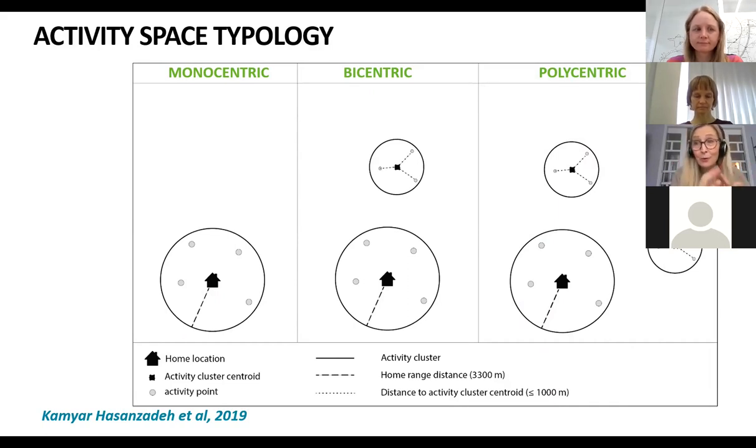Sometimes we have several nodes around which our activities are concentrated, maybe two nodes, so that would be a bicentric activity space, or more than two nodes, and then we would talk about polycentric activity spaces. Again, we have found very interesting associations with health variables here. Maybe I can reveal that both among young adults and the aging population, monocentric activity space predicts higher perceived health.